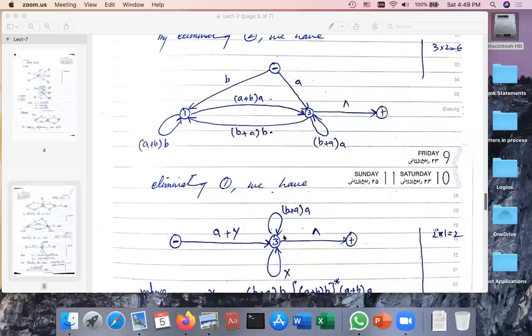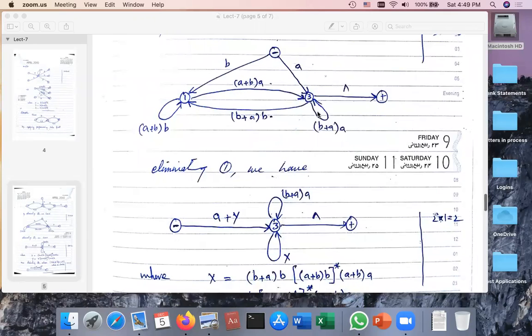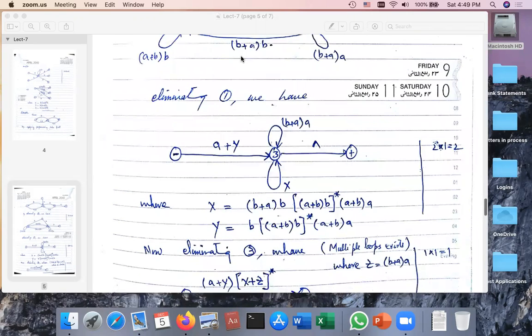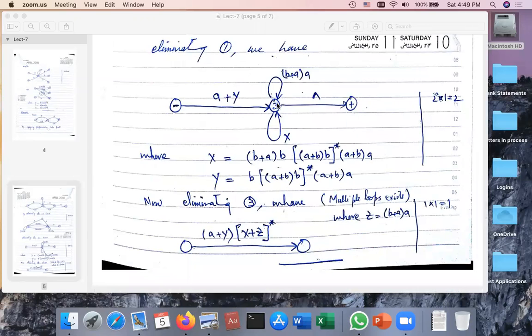So now this loop b plus b into a is already existing, so I can introduce it as it is, and by taking this null I can reach it here. So this is the thing you have introduced here. Now moving forward, only one state is left between this initial state and final state.